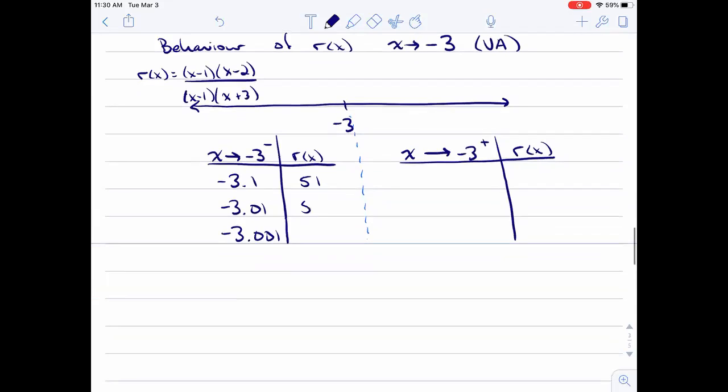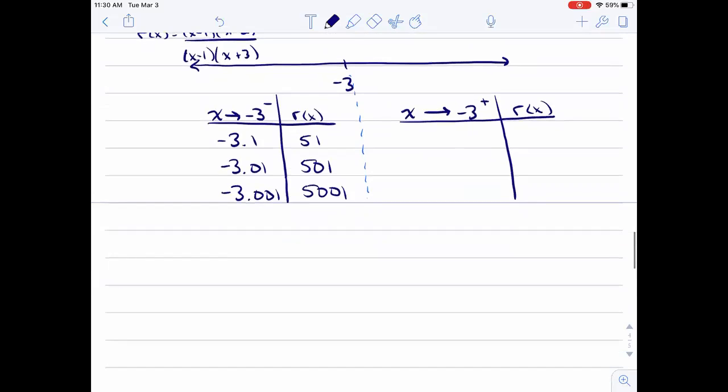I get 501, which makes sense because hopefully I get 5001 at the next one. So it tells me that as I'm approaching -3 from the left, I'm shooting up in the positive infinity direction. Now we can do the same thing from the right. So we get negative 2.9, negative 2.99 and negative 2.999.